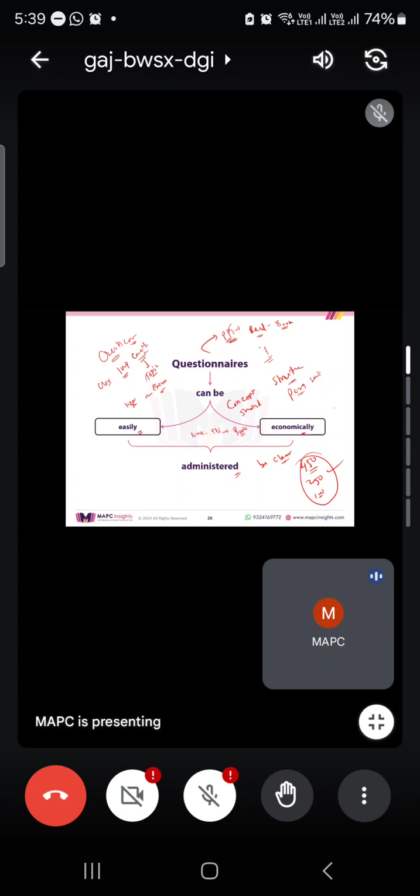We also want you to use these structures in your assignments. Instead of writing paragraphs only, make this kind of structure in your assignment. That will give a face to your answer.